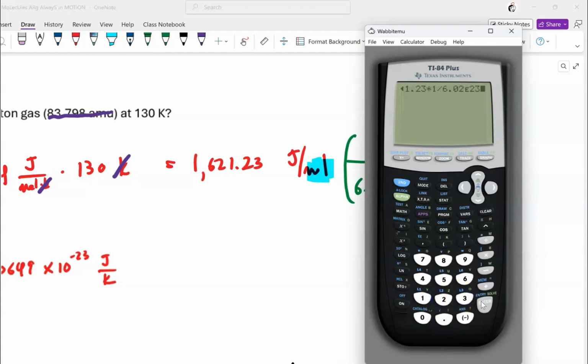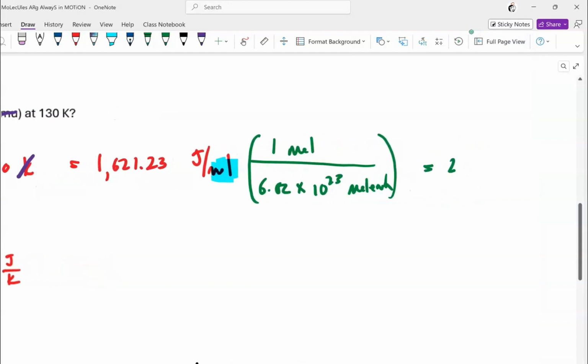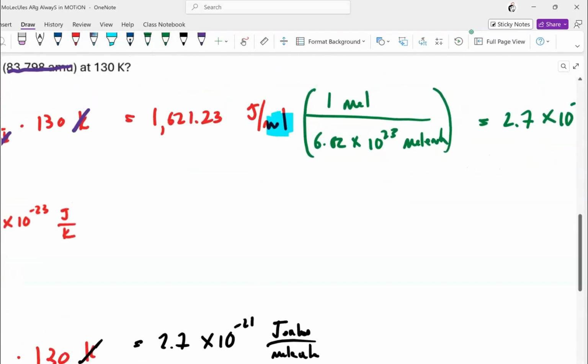Do we get the same answer? Ta-da! 2.7 times 10 to the negative 21. So you can get this answer in joules per molecule by either dividing your answer in average kinetic energy per mole by the number of atoms in a mole, or you can use Boltzmann's constant and you get the exact same answer.